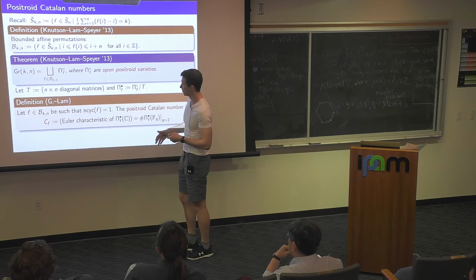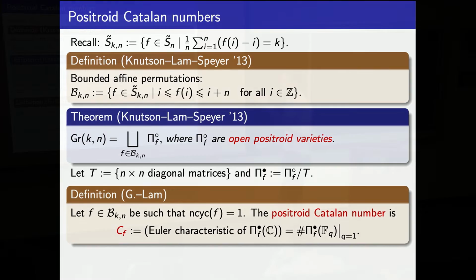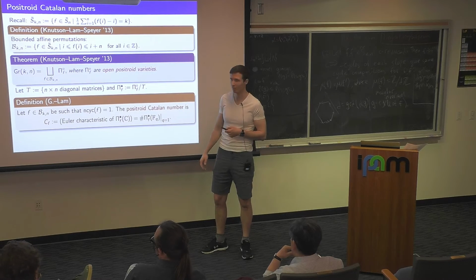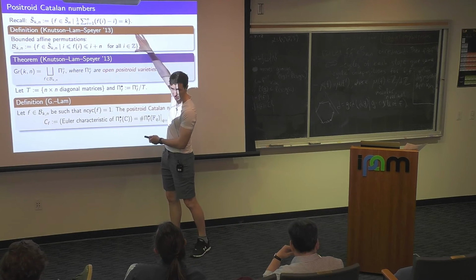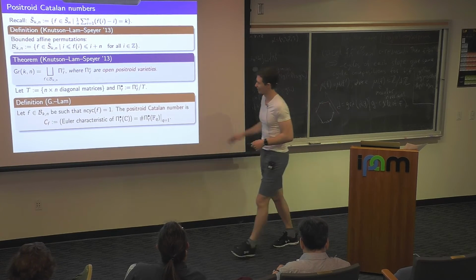Doesn't really matter. And yeah, so here's the main definition for the rest of this talk. You start with a bounded affine permutation, which is a single cycle. The single cycle condition has to do with the torus action being free whenever your permutation is a single cycle. So if the number of cycles is 1, we define the positroid Catalan number in two different equivalent ways. One is you take your variety over complex numbers and take the Euler characteristic. Another way is you count points over F_q and plug in q equals 1. Turns out the answer is the same. It's a positive integer. So the upshot of the slide is you start with a bounded affine permutation like this, which we like and understand, and you get a positive integer like this, which the combinatorial audience likes and understands.